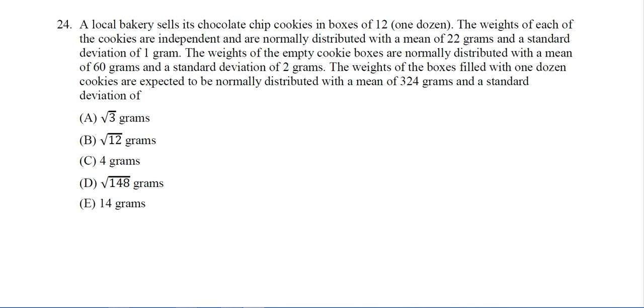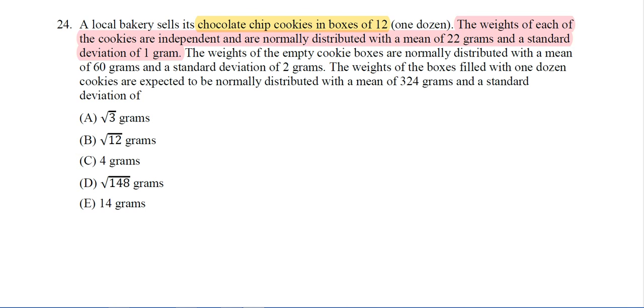All right, welcome back. We're looking at question 24 now. A local bakery sells its chocolate chip cookies in boxes of 12, or a dozen. The weights of each of the cookies are independent and are normally distributed with a mean of 22 grams and a standard deviation of 1 gram.